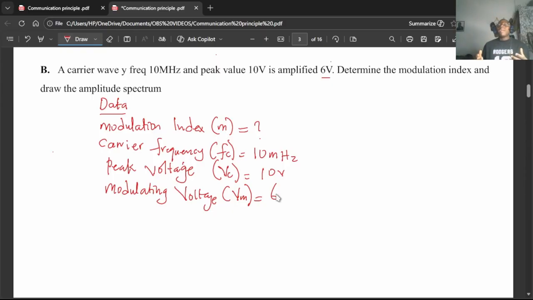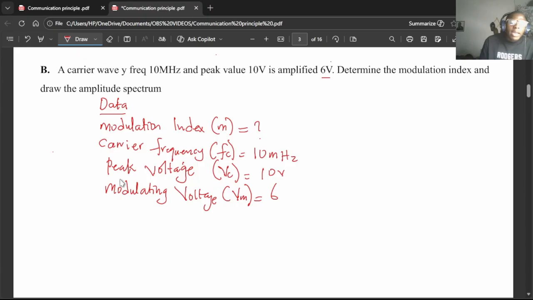So what comes to your mind is, how do I determine the modulation index? Simply go over to your material or the notes you have. You will see that you have an equation that has to do with the parameters which you know here. What are the known parameters? FC, which is carrier frequency, VC, which is peak voltage, and VM, which is modulating voltage. So what you are going to look out for is, what equation will I use that has these parameters in it? Am I communicating?